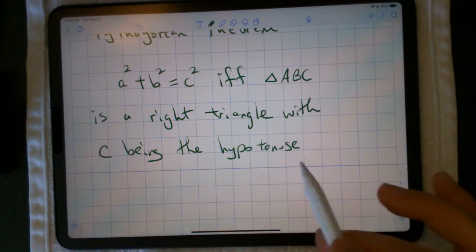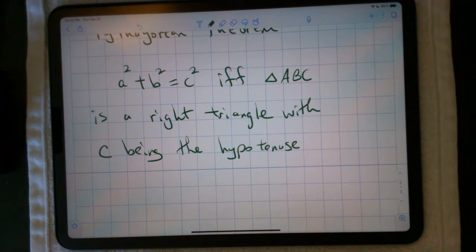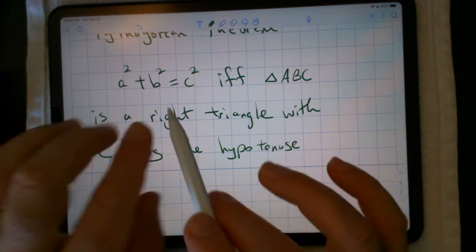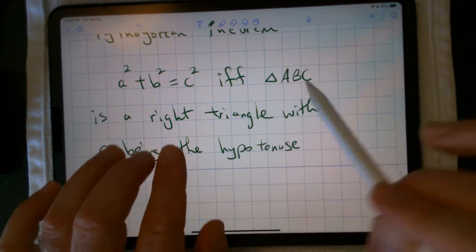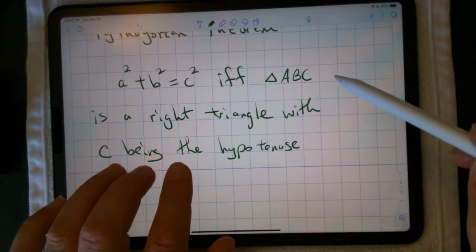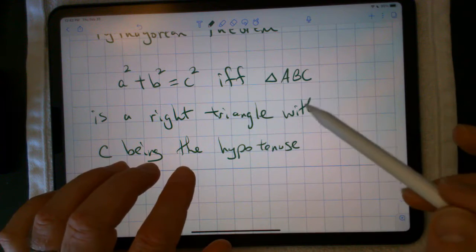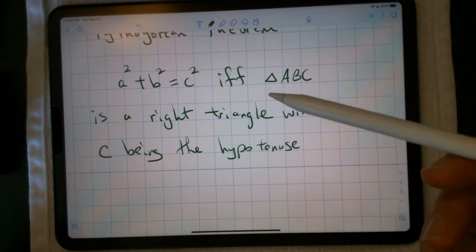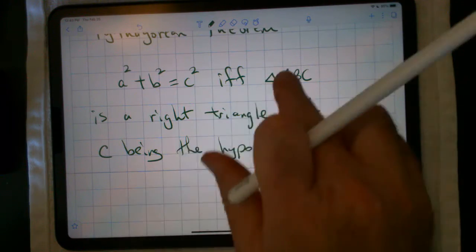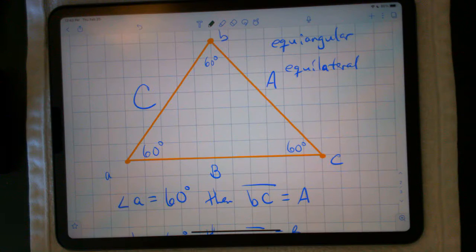And this is an if and only if statement, which is a biconditional, goes both ways. And so this says that a squared plus b squared equals c squared. This implies that your triangle is a right triangle with c being your hypotenuse. And it goes the other way also. If triangle ABC is a right triangle with c being the hypotenuse, then that implies that a squared plus b squared equals c squared. We're going to use this formula to prove something interesting about this equiangular triangle or equilateral triangle.